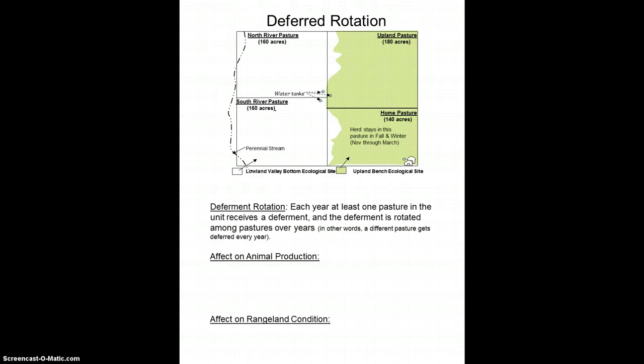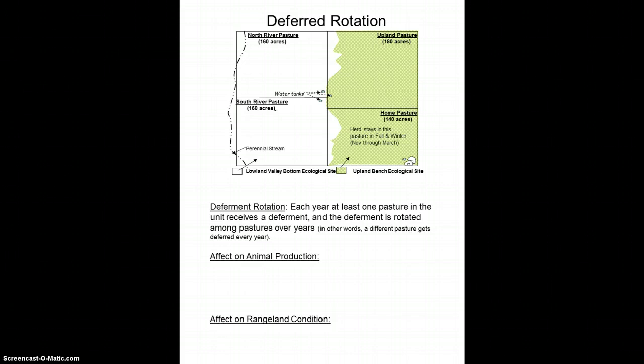To limit the access of animals to the same preferred sites all the time, we implement a deferred rotation system, which is that we divide the pasture into several pastures, or the ranch into several pastures, and then we decide to set one aside each year, at least one that does not receive grazing until after the spring period, until after the plants go to seed. That's the definition of a deferment, to not have grazing until after seed set for the important forage plants.